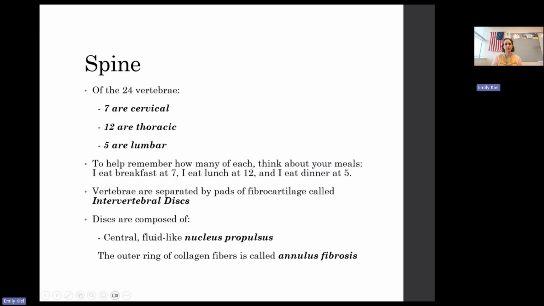A little mnemonic, if you want to remember, think about your meals. You eat breakfast at 7, you eat lunch at 12, you eat dinner at 5.